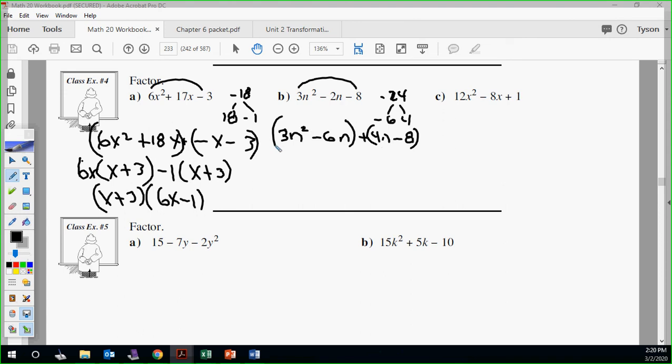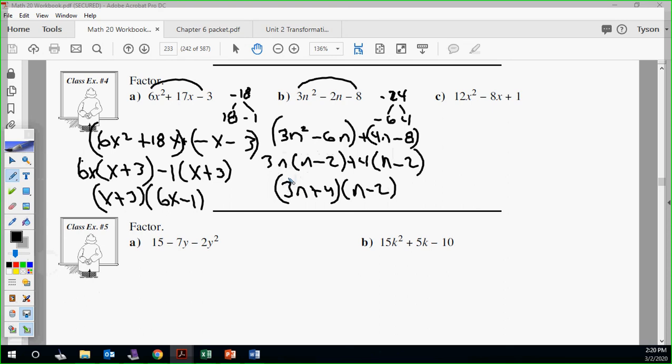So now we're looking to GCF each. First one, 3n, n minus 2. Second one, 4, n minus 2. N minus 2's match, so we feel good about our factoring. 3n plus 4 times n minus 2. Okay, so I'll pause the video right now, let you guys try C. Just go until you get stuck or until you maybe need help with the step.